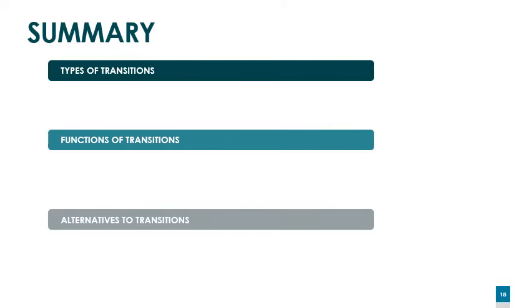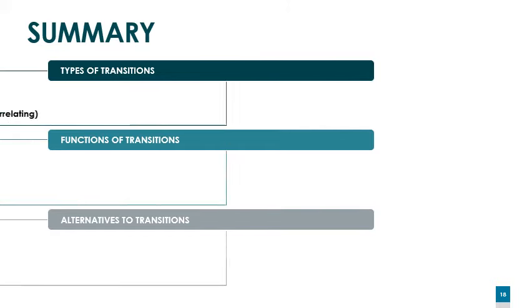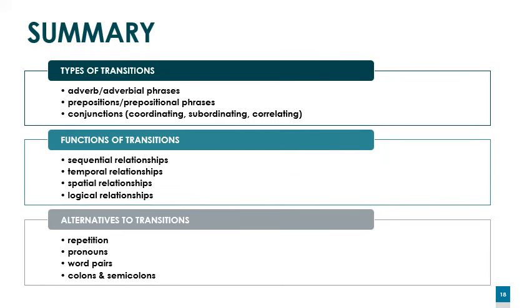So in summary, so far we've looked at types of transitions. In the next part of the workshop, we'll look at functions of transitions, and in the third portion, alternatives to transitions. So today we covered adverbs and adverbial phrases, prepositions and prepositional phrases, and conjunctions, including coordinating, subordinating, and correlating conjunctions. And all of this should set us up for the next part of the workshop, where we will be looking at how to use transitions to discuss sequential, temporal, spatial, and logical relationships.